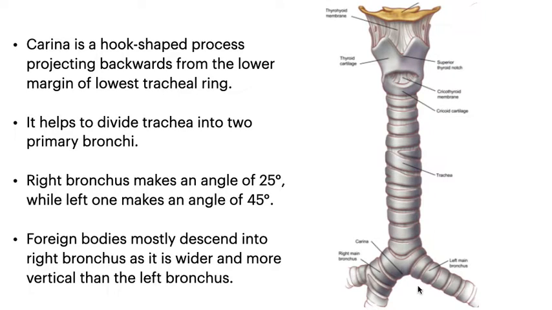Now, carina, it is a hook-shaped process projecting backwards from the lower margin of the lowest tracheal ring. It helps to divide trachea into two primary bronchi. The right bronchus is making an angle of 25 degrees, whereas the left one is making an angle of 45 degrees. Foreign bodies mostly descend into the right bronchus as it is wider and more vertical than the left bronchus.